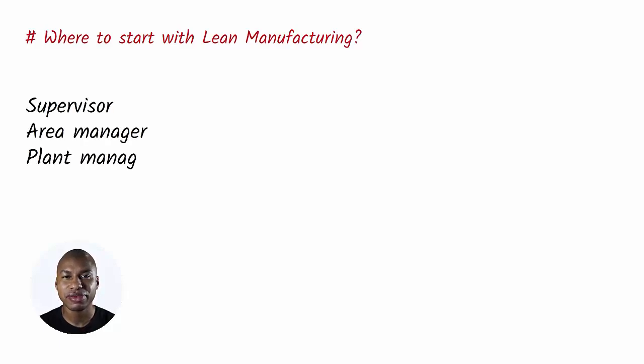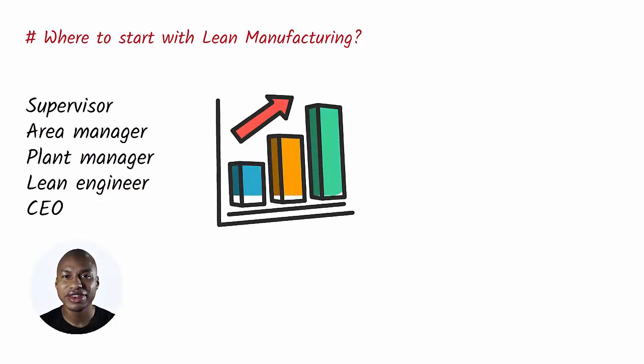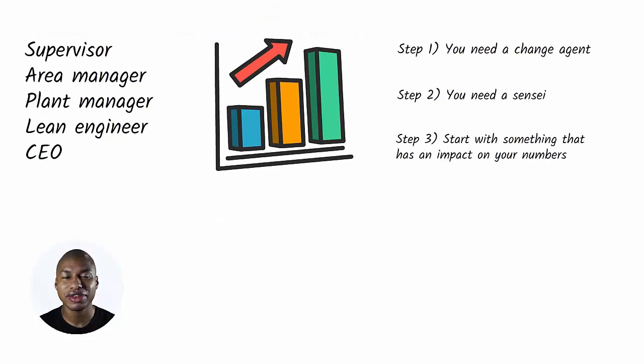Where to start with lean manufacturing? Whether you are a supervisor, area manager, plant manager, lean engineer, or CEO of a company, you can improve your results through the adoption of lean manufacturing. There are no excuses, you just have to start. Here are the steps that I suggest. Step 1. You need a change agent, which could be you or one of your most trusted collaborators. Step 2. You need a sensei. Step 3. You need to start with something that has an immediate impact on your numbers.